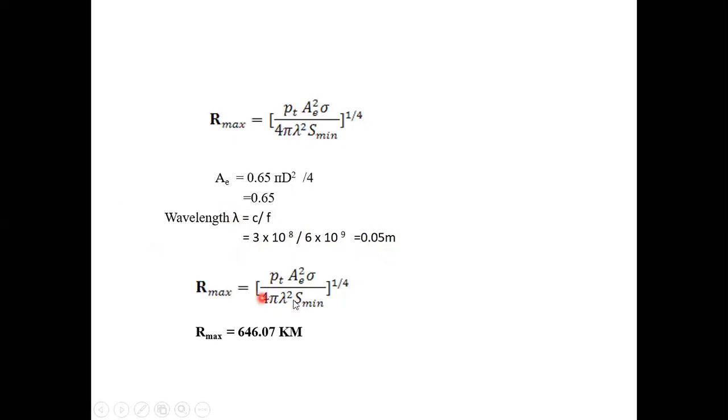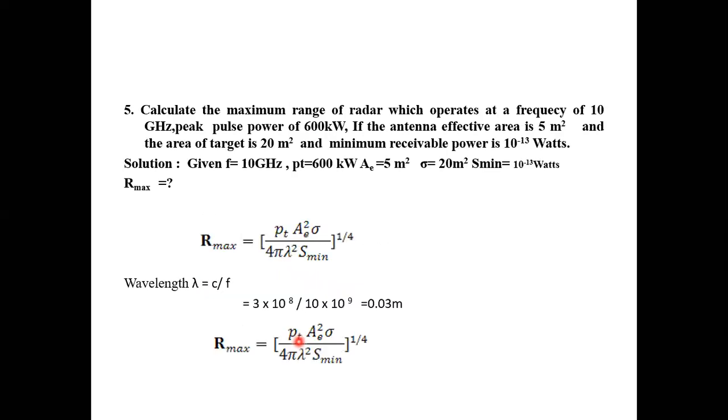Now after substituting all this, the Pt value is 3 into 10 to the power of 6, and the AE value here is mentioned as an overall value. It is not calculated here. If I calculate here, the AE value will be equivalent to 12.7. So after calculating AE, you just substitute here. So overall Rmax will be 46.7 kilometers. Range is always calculated in terms of kilometers.